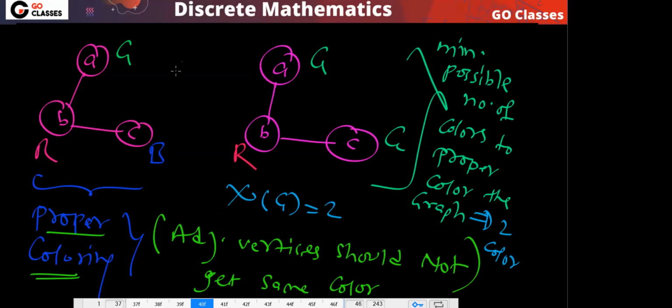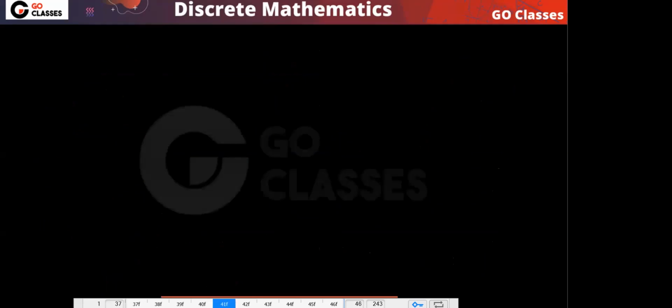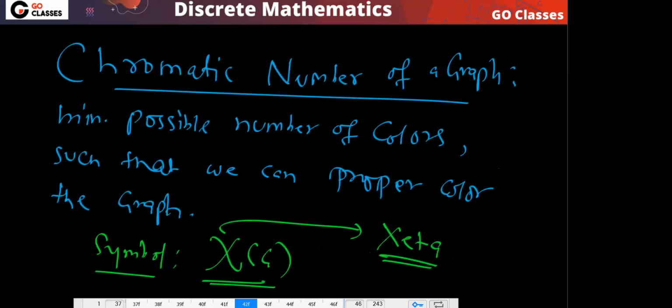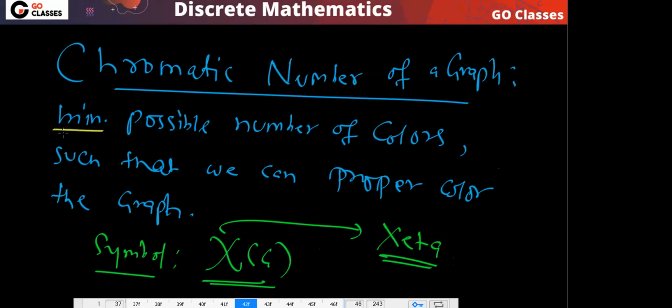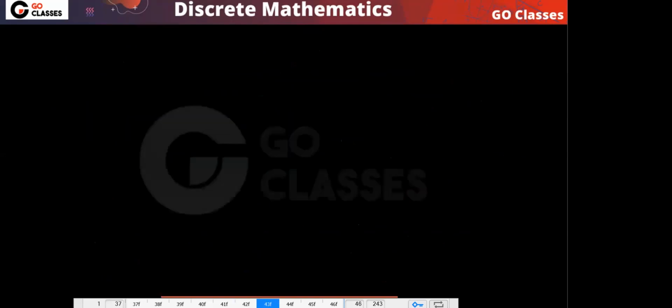So this is the idea. But remember, I can say this graph is 3 colorable because at most 3 colors you need. And the chromatic number is the minimum number of colors you need. So what is the chromatic number of a graph? It is the minimum possible number of colors that you need. The symbol is zeta of G.